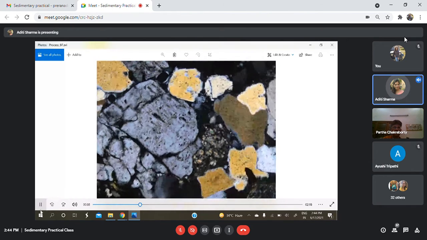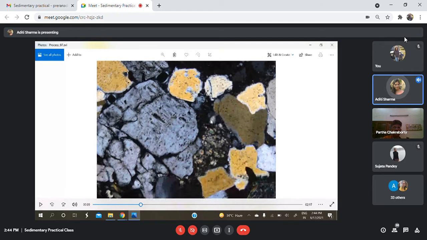If you see the cross-nicol view of this portion, you see different smaller grains. This is basically this pseudo matrix. As sir has already explained, feldspar here is getting altered due to weathering. You are getting this pseudo matrix here. Okay, ma'am.